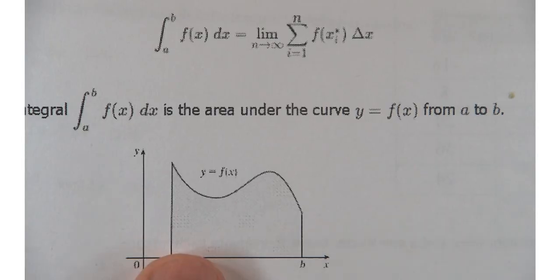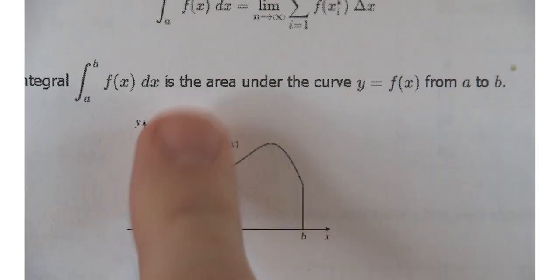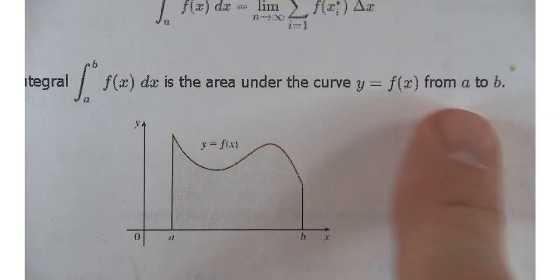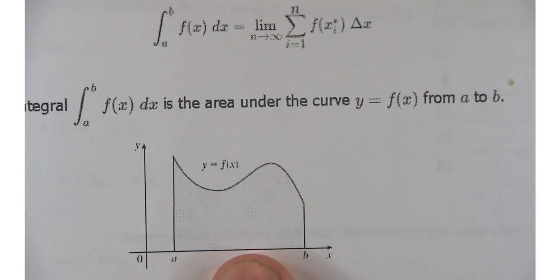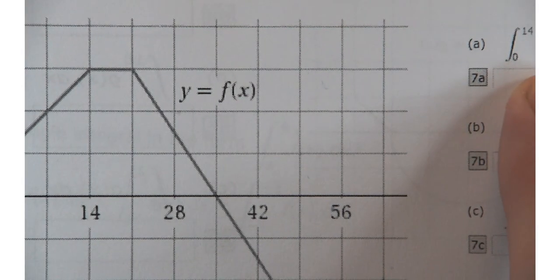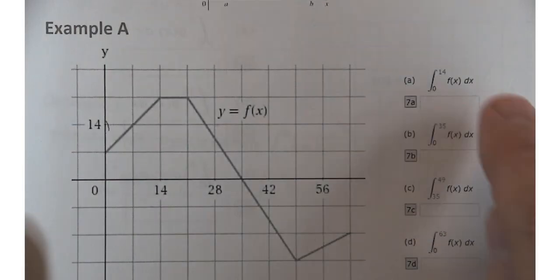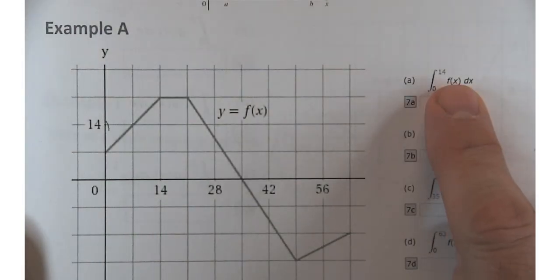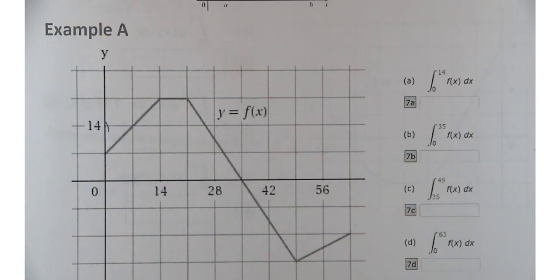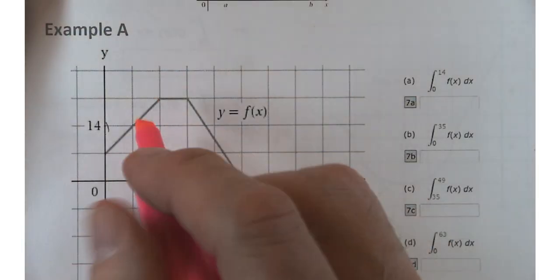But for us, what you should understand is that this represents the area between the curve and the x-axis in the interval a to b. So it's just this area. So for instance, when we're asked in example A to find the integral from 0 to 14 of f of x dx, really what they're asking you to find is this area right here.